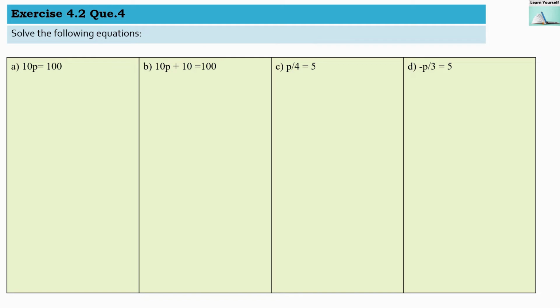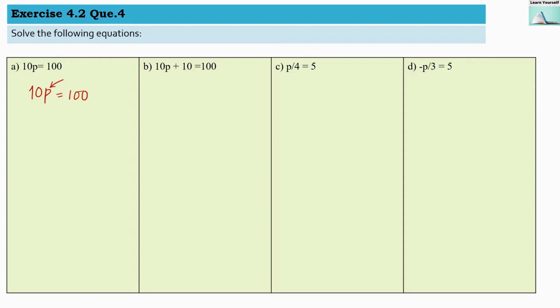Exercise 4.2, question number 4. Solve the following equations. Now here, equation A is 10p equals 100. So in 10p equals 100, we have to first separate this variable. So p is our variable. We have to separate that variable first, and then we have to find a value for the variable p.